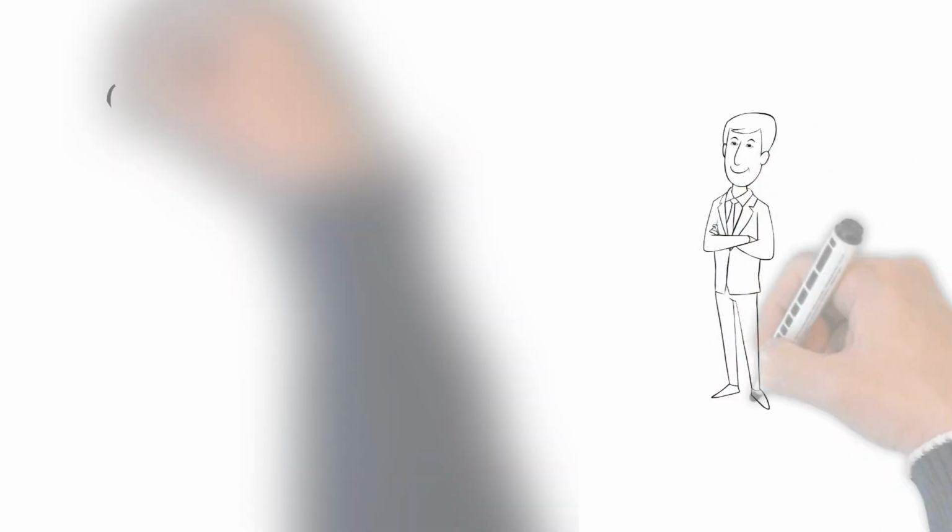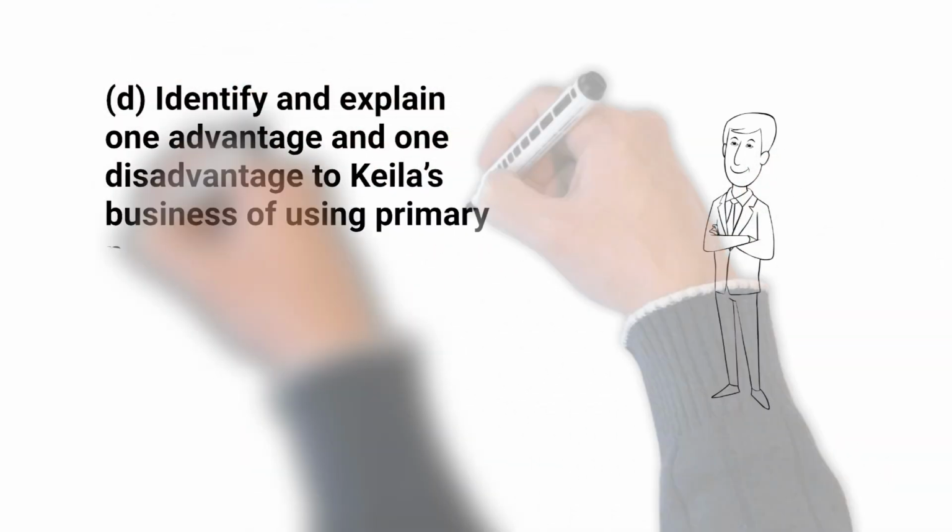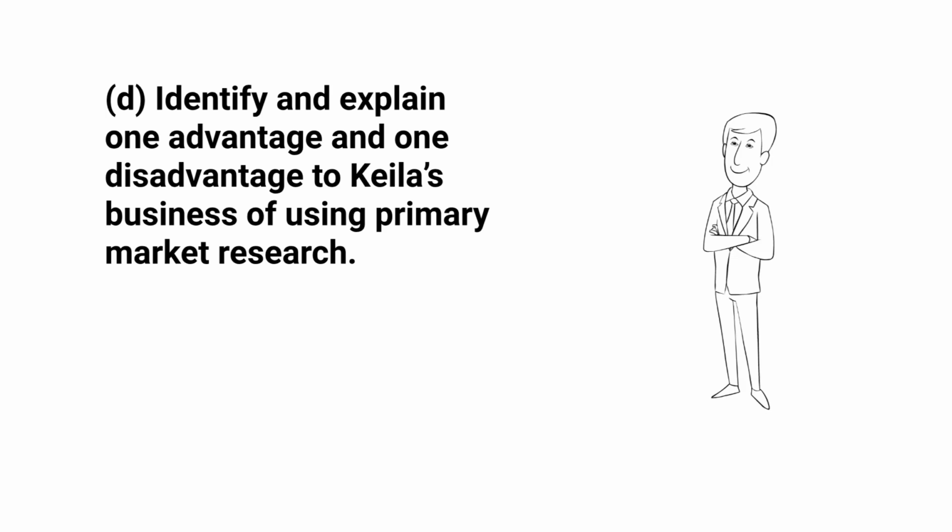Next, identify and explain 1 advantage and 1 disadvantage to Keila's business of using primary market research. Remember, knowledge, application, and analysis. Advantages could include up to date, so able to make more accurate decisions such as whether to open the cafe. Or information is not available to other competitors, so may provide a competitive advantage for this small shop. Disadvantages could include high cost to find out views on her bakery, which will increase her expenses. Or it can be biased in questions or how questions are asked, leading her to make the wrong decisions and being overconfident in the market.